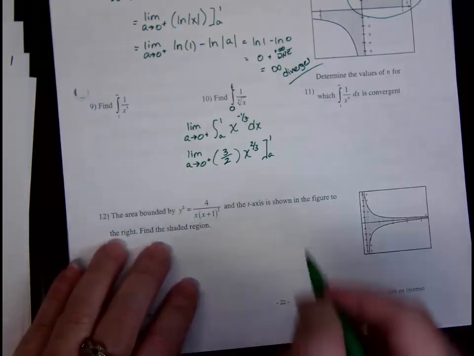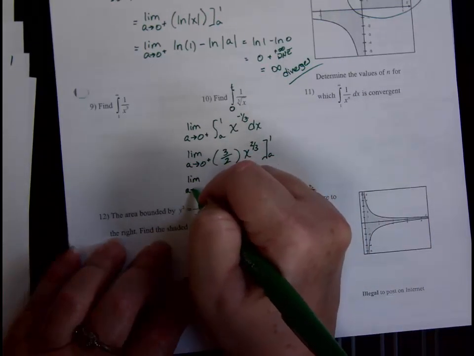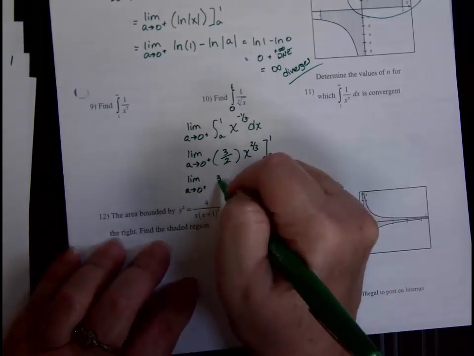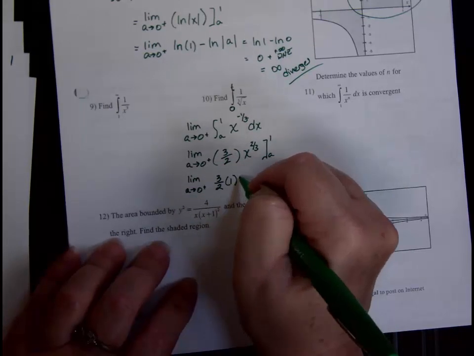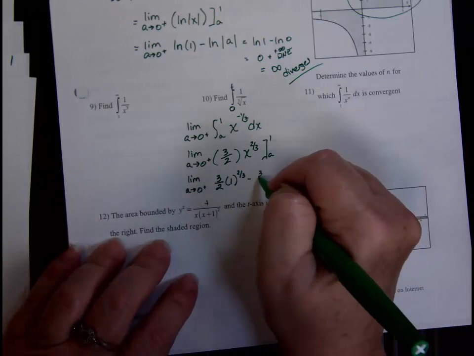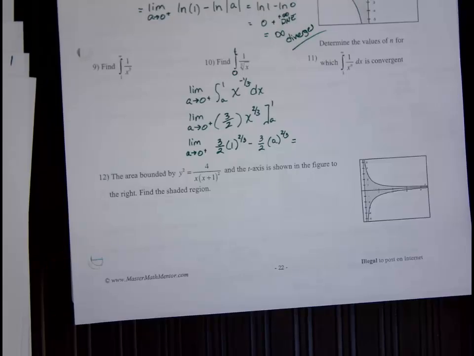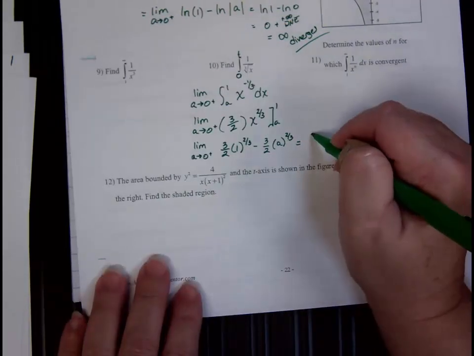So now we plug in the values. The limit is still there. A approaches 0 from the right. 3 halves 1 to the 2/3 minus 3 halves a to the 2/3 equals. What is 1 to the 2/3 power? 1, because 1 to any power is always 1. So that first term is going to be 3 halves.